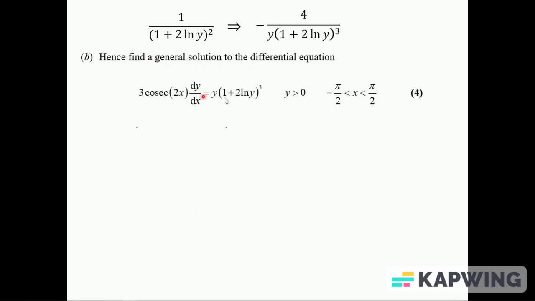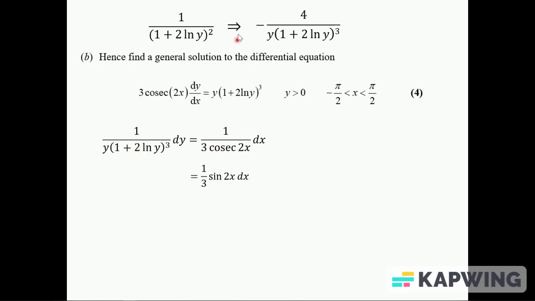Hence, find a general solution to this differential equation. So we've got to separate the variables, the dy on the one side and the x on the other. I'm going to put this down here and this down here. But then I've got to integrate it to find out what y is in terms of x or x in terms of y. So I'm going to change this into 1/3 of sine 2x. And then I just integrate both sides.